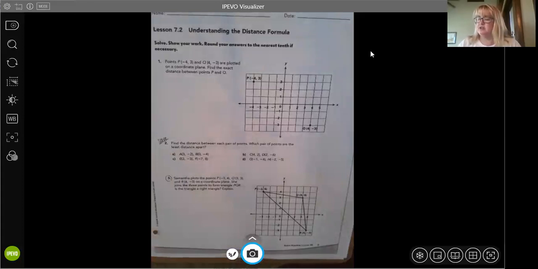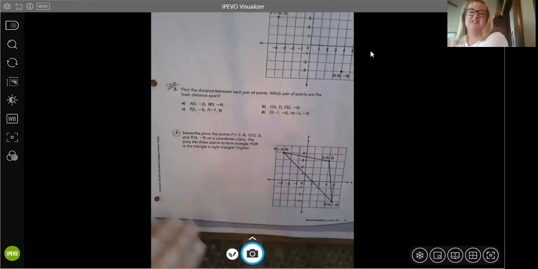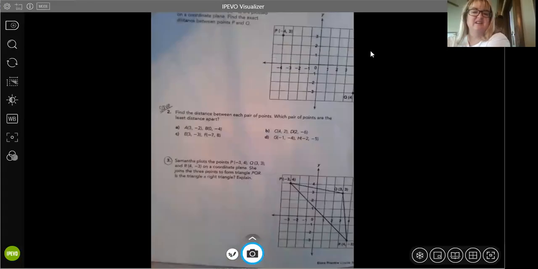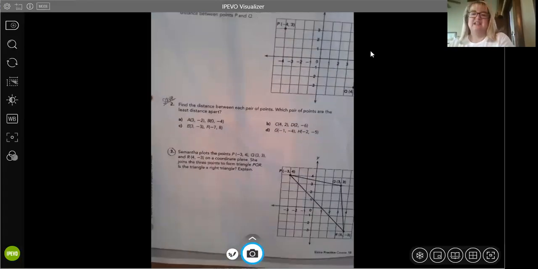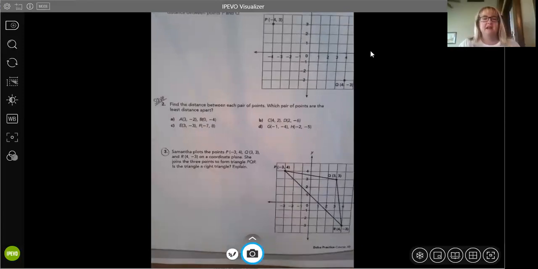So let's get started. We are going to look at number 3 on page 9, and I'm going to make it a little bit closer. It says, Samantha plots the points P (-3, 4), Q (3, 3), and R (4, -3) on a coordinate plane. She joins the 3 points to form a triangle, PQR. Is the triangle a right triangle? Explain.